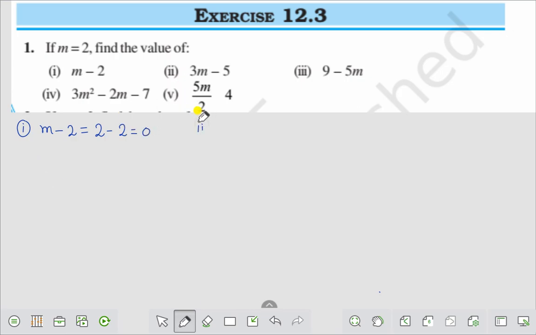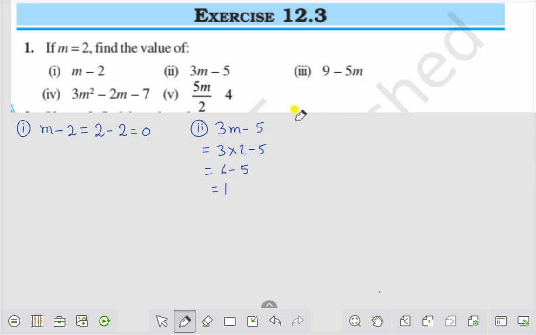Now question number 2. Question number 2 is 3m minus 5. If we put the value of m is equal to 2, then 3 into 2 minus 5, that is 3 twos are 6. 6 minus 5 is equal to 1.